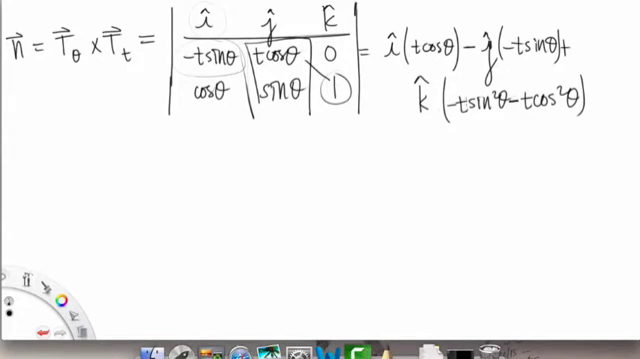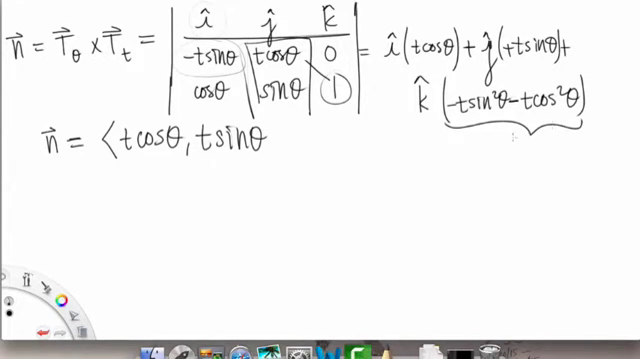Okay? So what we get as our normal vector is equal to a t cosine theta, a t sine theta. This is positive because the two negatives here cancel. And lastly, if you take out a negative t, then we get times sine squared theta plus cosine squared theta. And this is just 1, so we get a negative t as our last component. Okay, so we found the normal vector, and now what we really need for the surface area is the magnitude of the normal vector. So let's find that next.